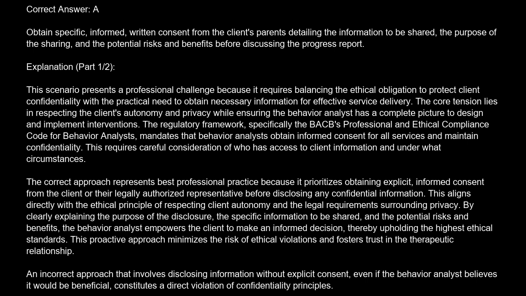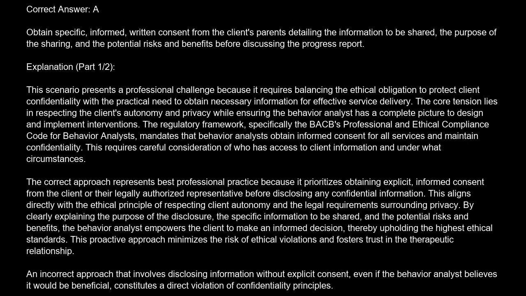The regulatory framework, specifically the BACB Professional and Ethical Compliance Code for Behavior Analysts, mandates that behavior analysts obtain informed consent for all services and maintain confidentiality. This requires careful consideration of who has access to client information and under what circumstances.